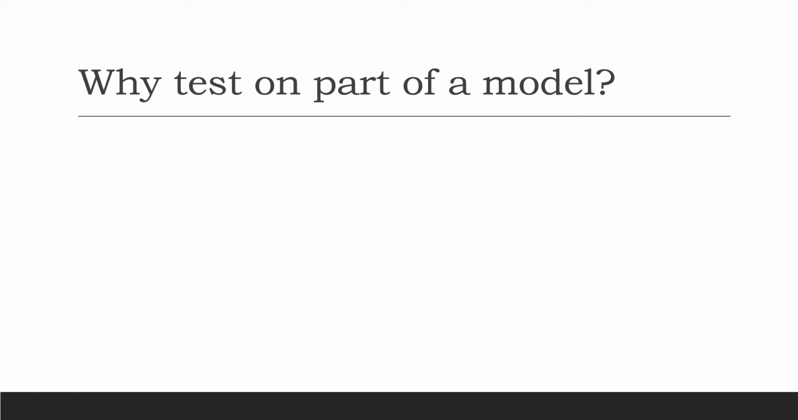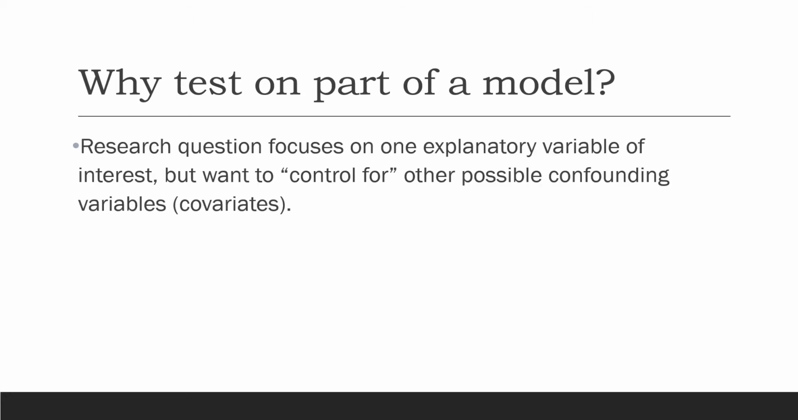So why would we choose to do tests on part of a model instead of on the whole model? There are a couple of reasons. One of them is that the research question might focus on the relationship between one explanatory variable of interest and the response variable, but there are other possible confounding variables that we need to control for, our covariates. And so we might really be interested in the test only related to the coefficient for the explanatory variable of interest to us.